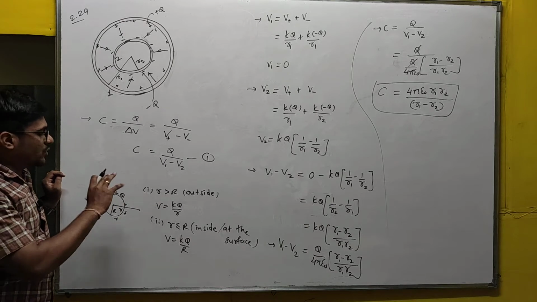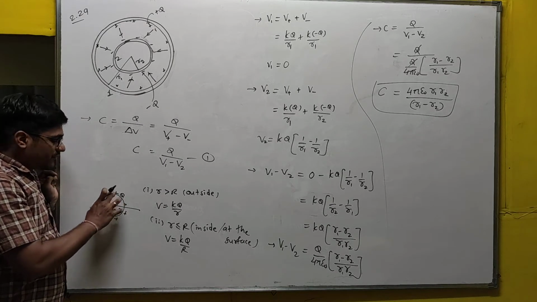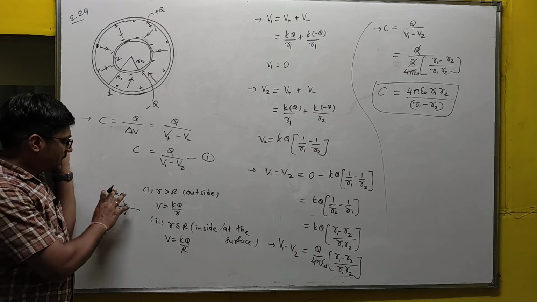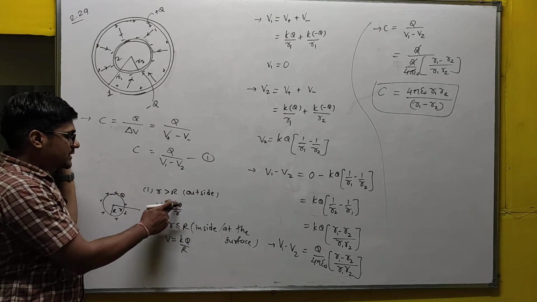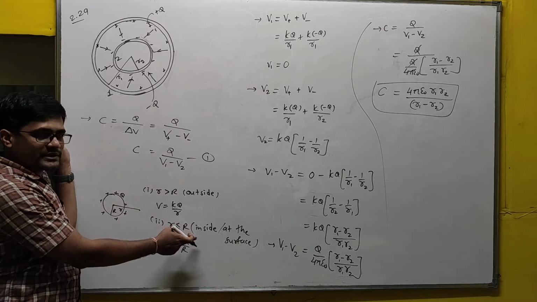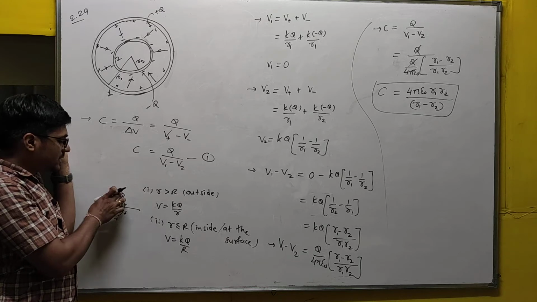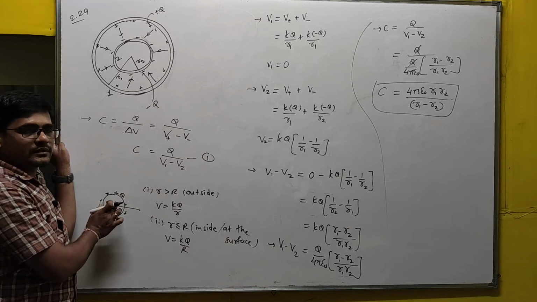Now to find the potential due to charge, you must remember this concept of potential due to a spherical conductor. For a spherical conductor, the potential at a distance r outside the sphere is equal to kq by small r, and inside the sphere and at the surface, this formula is kq by capital R, where capital R is the radius of the sphere and small r is the distance of the point from the center of the sphere.